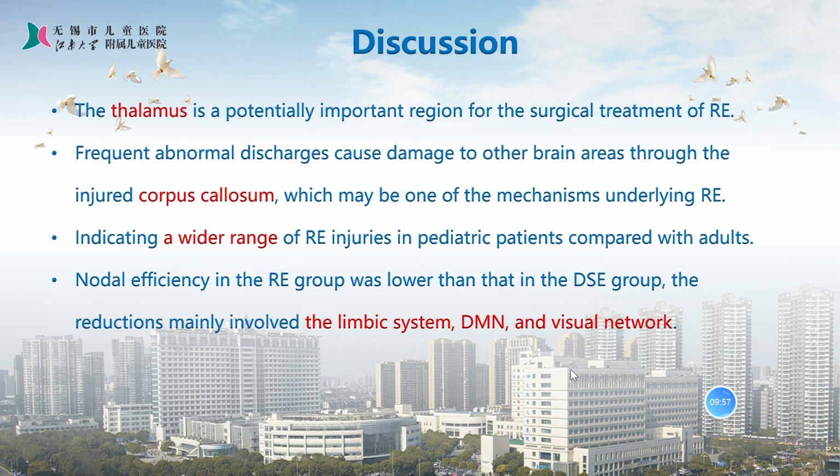This study showed that nodal efficiency in the RE group was lower than that in the DSE group, and the reductions mainly involved the limbic system, DMN, and visual network.